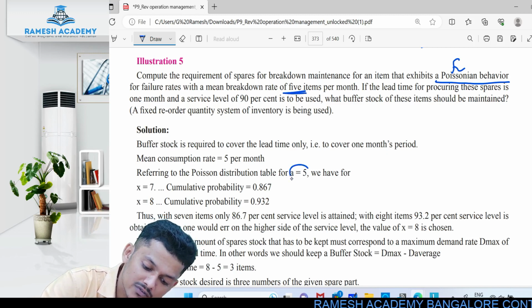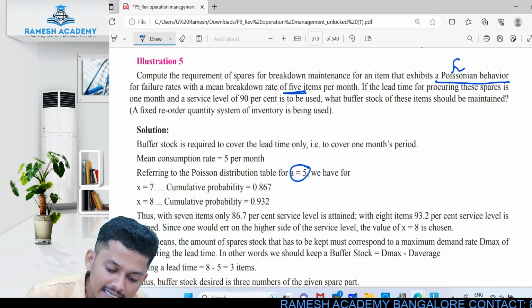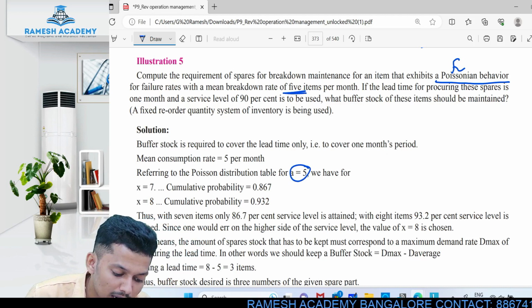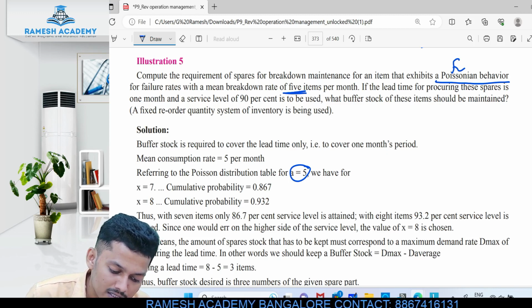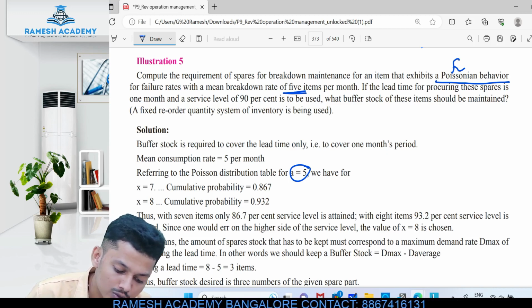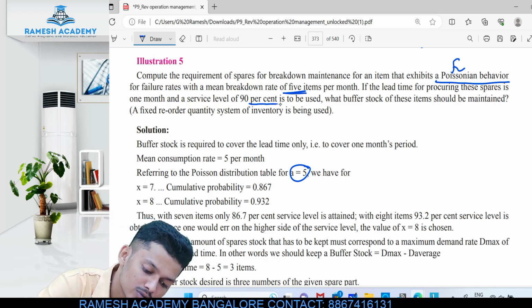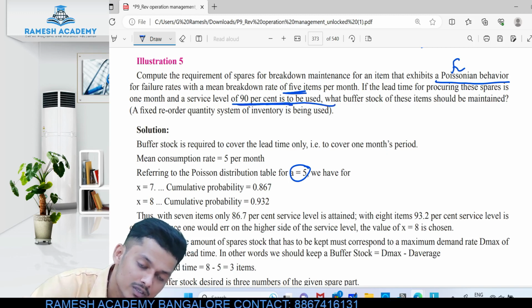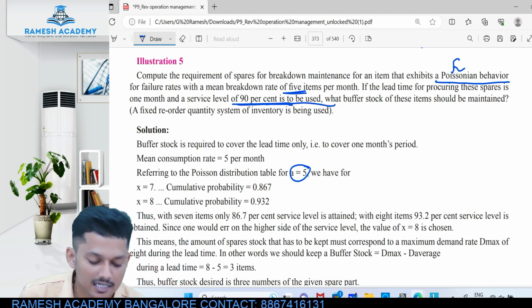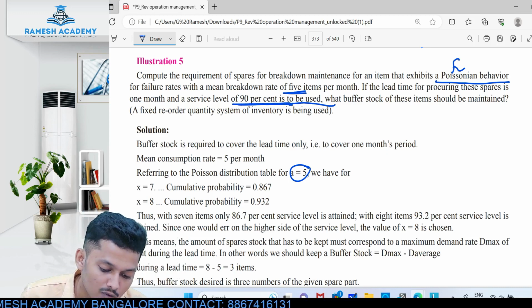So here A is 5. If the lead time for procuring these spares is 1 month and a service level of 90% is to be used, only 90%, so you can get 90%, whichever is around here. What buffer stock of these items should be maintained?